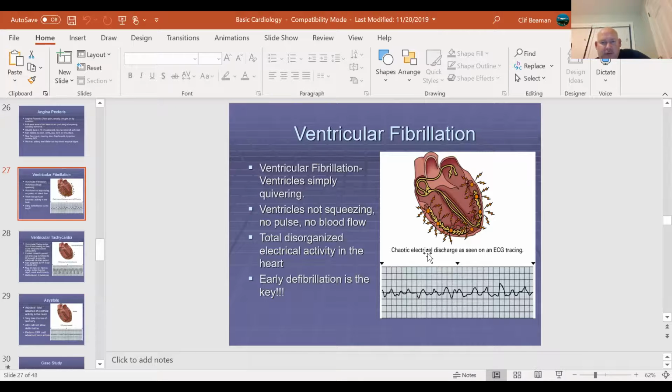So again, the treatment for VFib? Shock. Yes. Early defibrillation is key, so they need to be shocked. If you see this rhythm or something that looks crazy like this, you should check your patient. You're probably not going to have a patient that's alert or responsive. You're probably not going to find a pulse anywhere, and you need to defibrillate them.